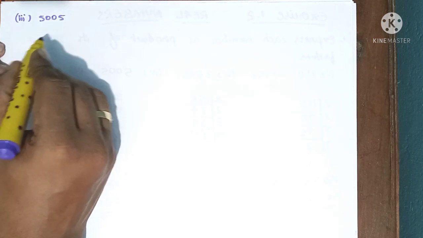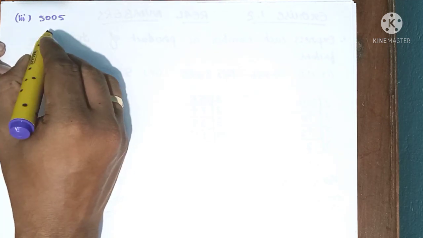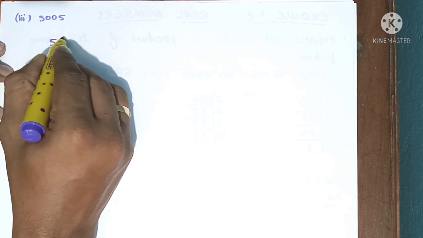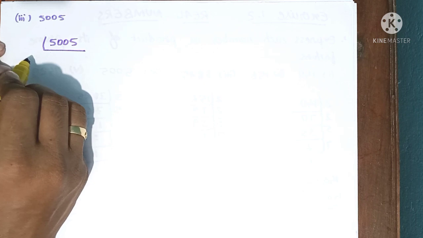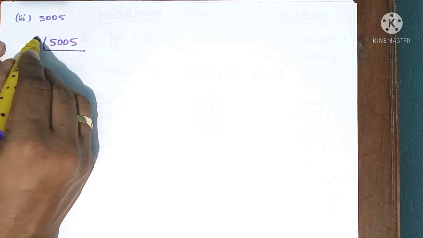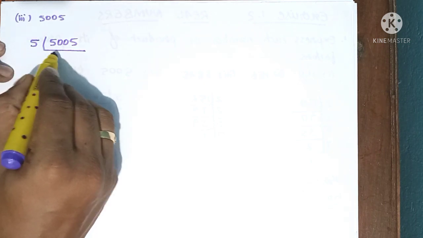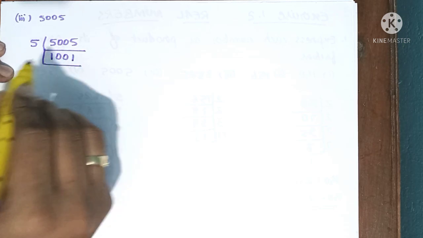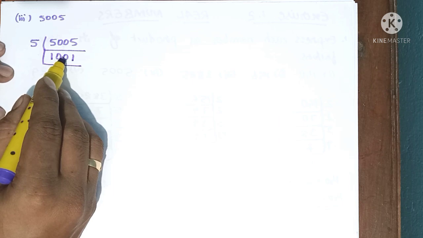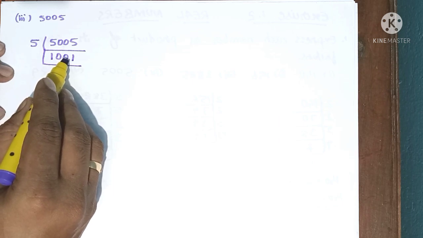do the prime factorization of 5005. 5005. Since it is ending with 5, we can use 5 as the first prime factor. So 1001. Can we use 2 here? No. This is an odd number. So we cannot use 2.